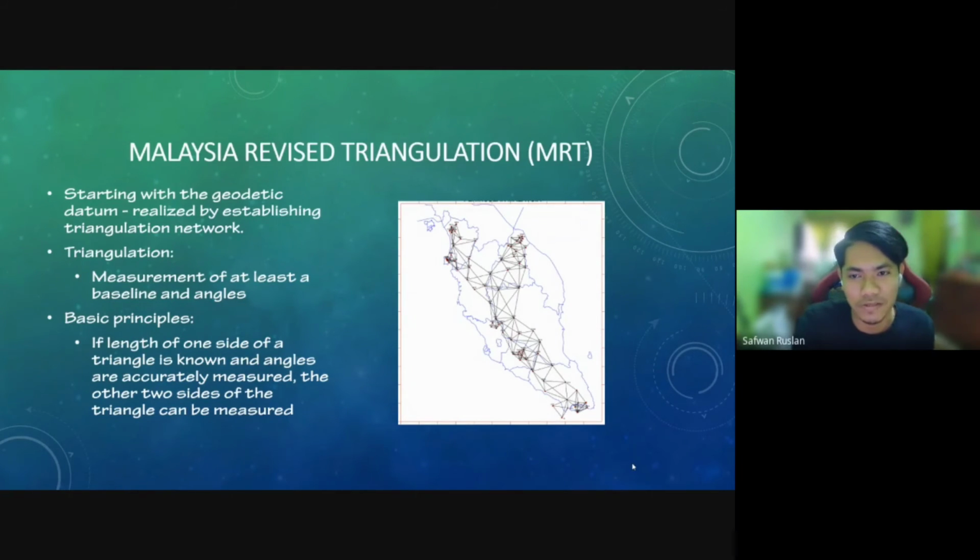For Malaysia, Revised Triangulation or RT is one of the existing local reference systems that is used in Malaysia.